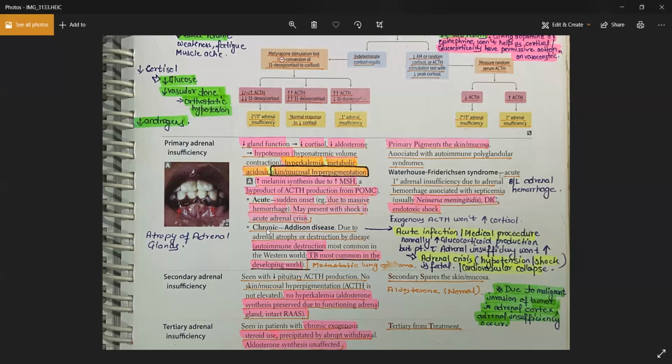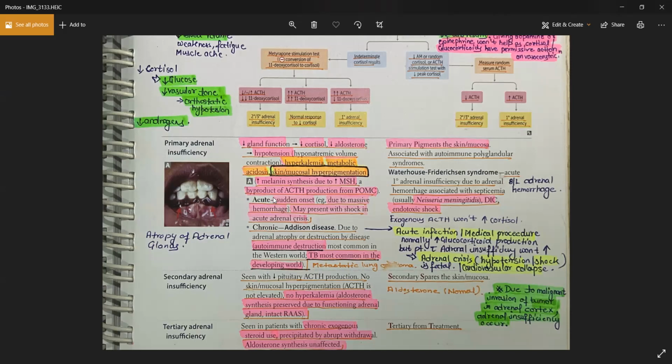The second thing is chronic Addison's disease, which generally happens because of atrophy or destruction. So it could be an autoimmune destruction, or it could be an exogenous type. Whenever the patient is taking exogenous glucocorticoids and they suddenly stop taking them, then what is going to happen? The patient can have an acute crisis.